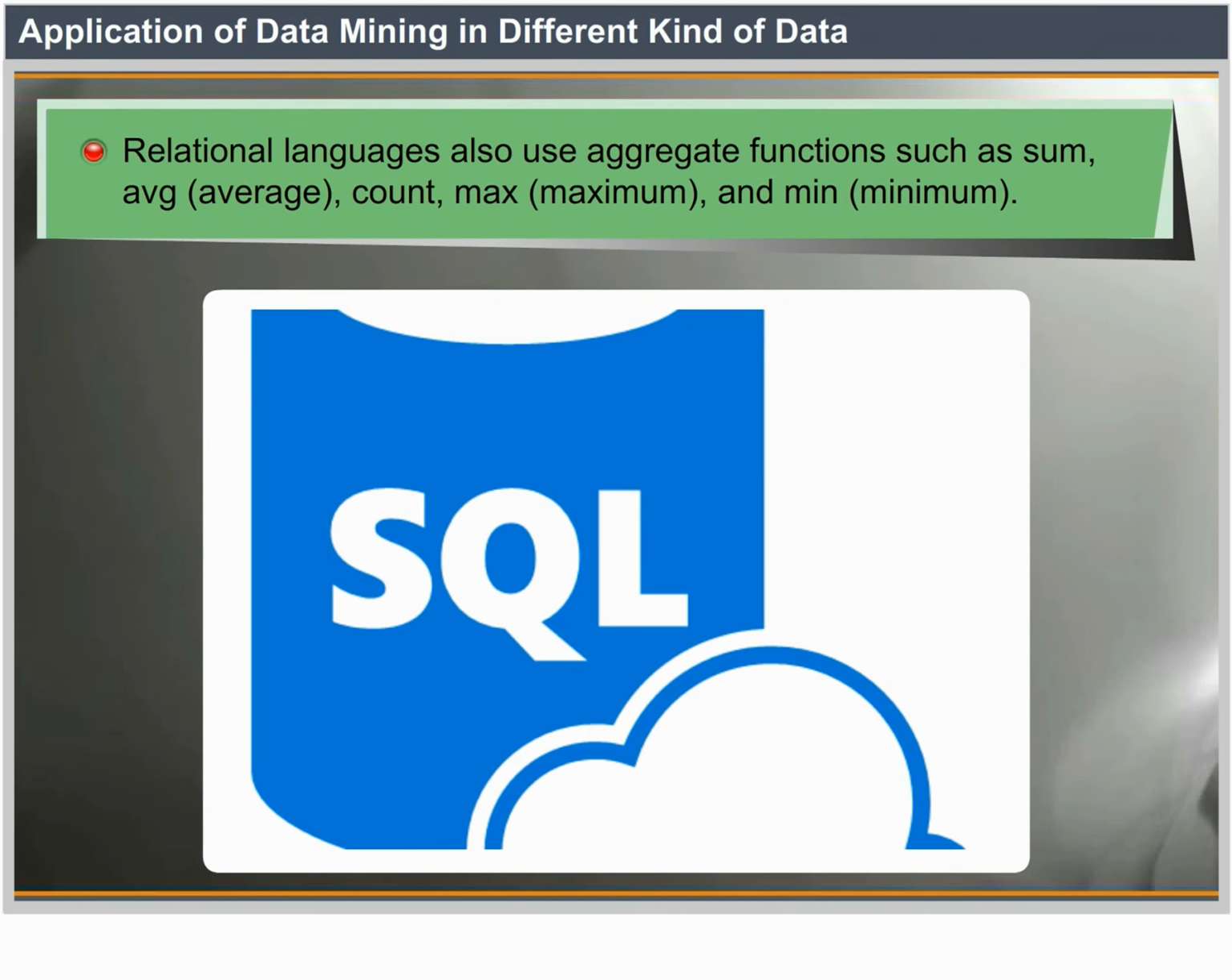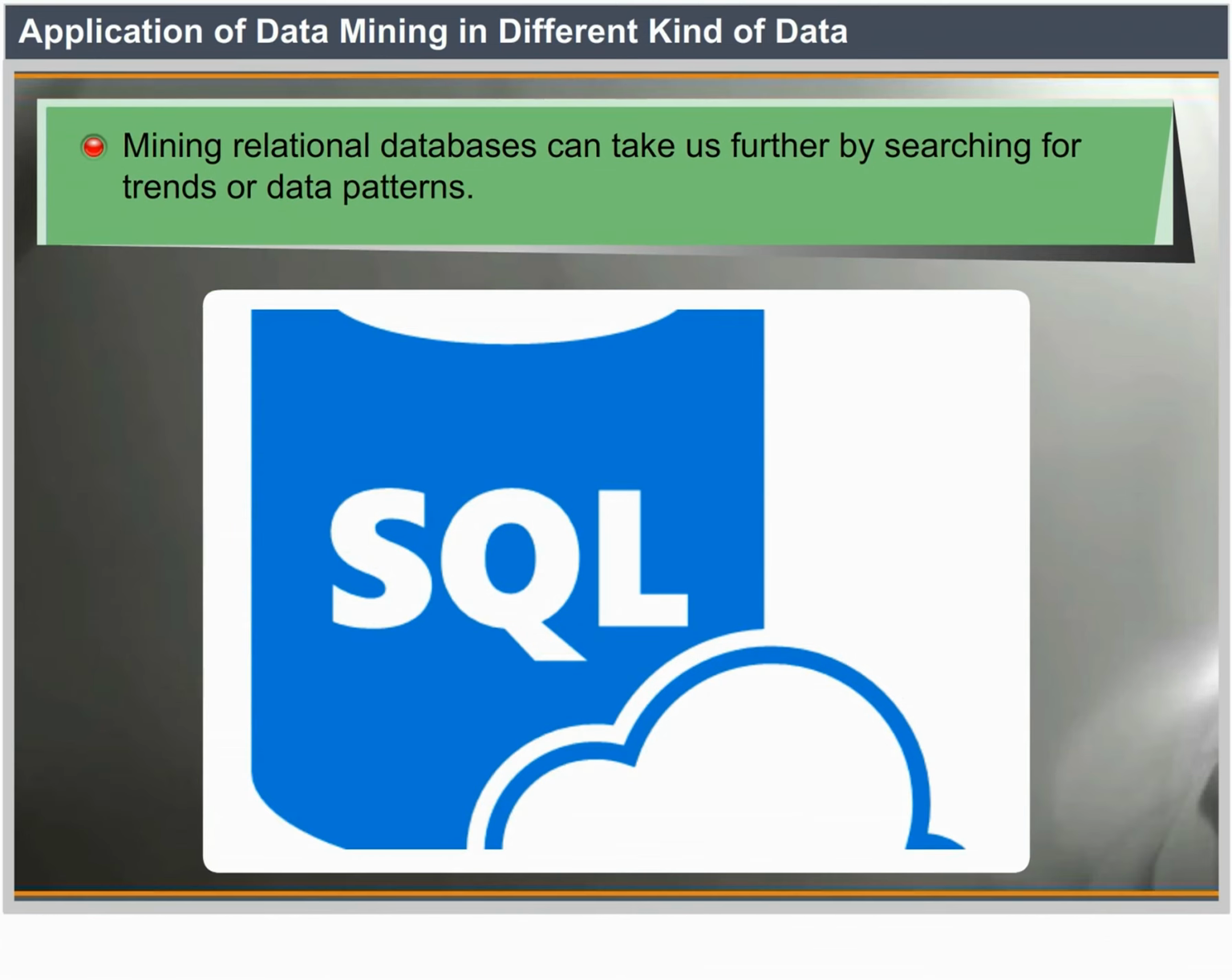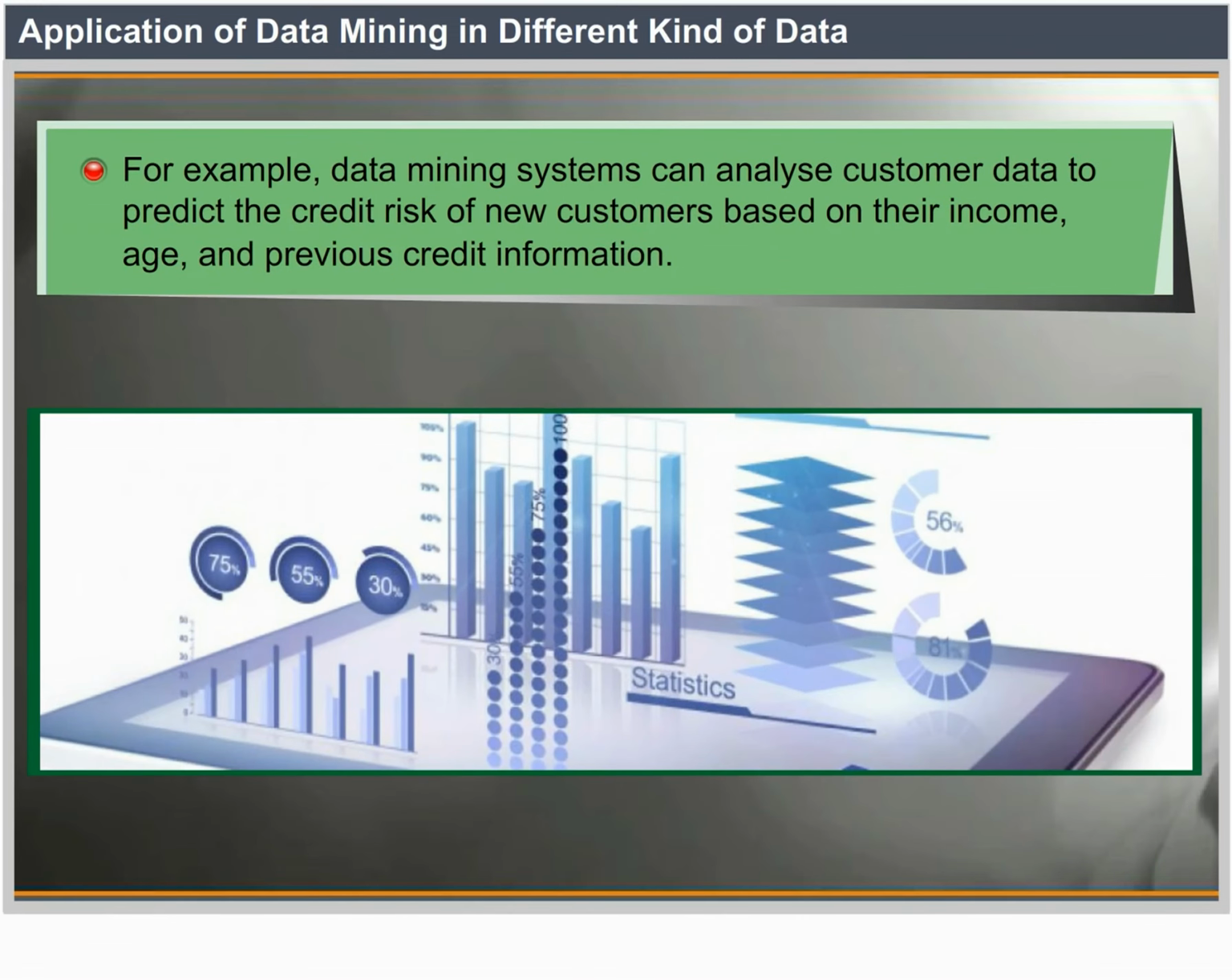Relational languages also use aggregate functions such as sum, average, count, maximum, and minimum. Using aggregates allows you to ask, show me the total sales of the last month, grouped by branch, or how many sales transactions occurred in the month of December, or which salesperson had the highest sales. When mining relational databases, we can go further by searching for trends or data patterns. For example, data mining systems can analyze customer data to predict the credit risk of new customers based on their income, age, and previous credit information.